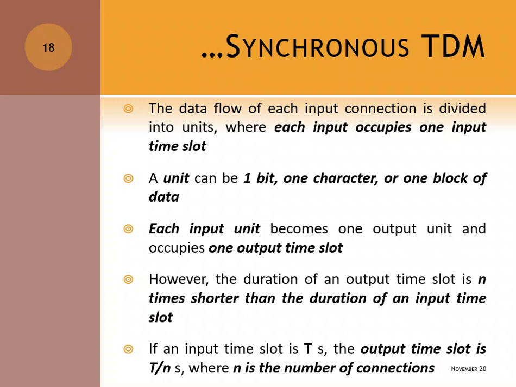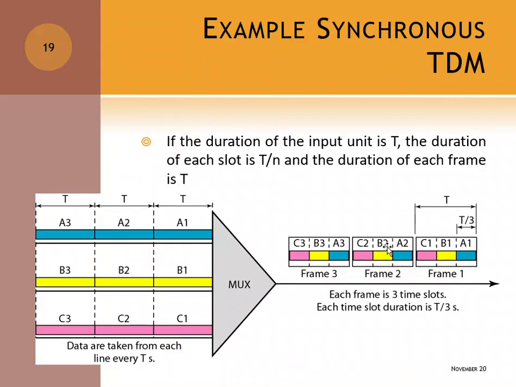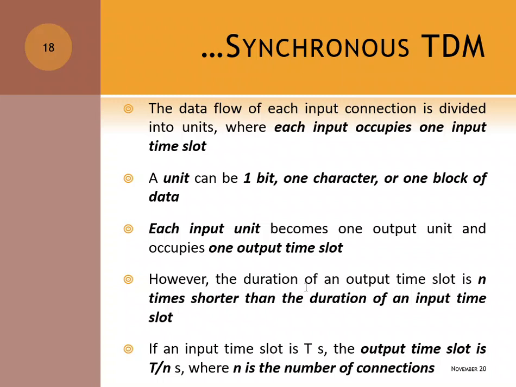However, the duration of an output time slot is n times shorter than the duration of input time slot. Okay. Apa maksud dia? Masa yang diambil untuk satu input slot ni berbeza dengan satu output slot. Okay, contoh A1 di sini. Kalau kita tengok dari segi figure itu sendiri, dia lebih panjang ataupun lebih besar lah. Okay, size dia lebih besar berbanding A1 di sini, di dalam frame ni. Okay, sebab tu dia kata, duration of output time slot is n times shorter than the duration of input time slot.